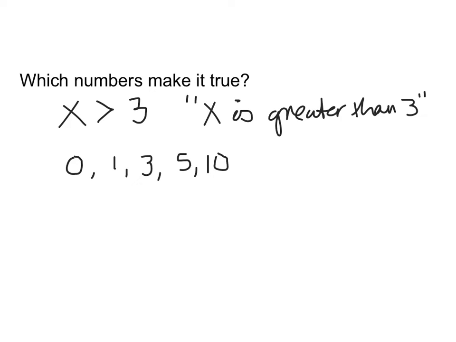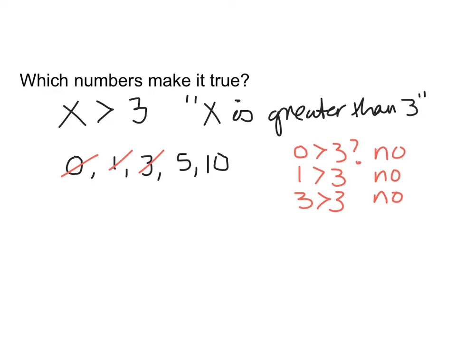Do all of them make it true? Well, we could test out each one. Normally you wouldn't write this all out, but we'll do it this time just for fun. So we could say, is 0 greater than 3? No. Is 1 greater than 3? No. Is 3 greater than 3? No, 3 is itself. It's not greater than itself. Is 5 greater than 3? Yes. And is 10 greater than 3? Also yes.